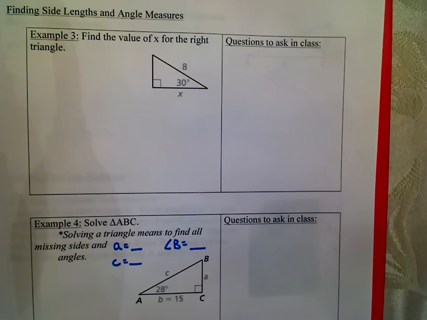Now, if you're on a scientific calculator, all you should have to do is hit your sine button and then type in 40. You do not need to put in the degree symbol, and then hit enter, and it should give you the decimal approximation for that ratio.